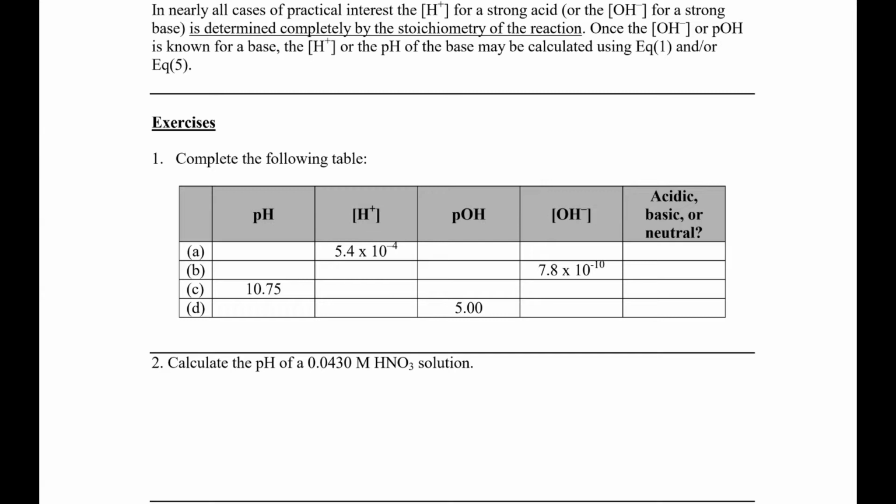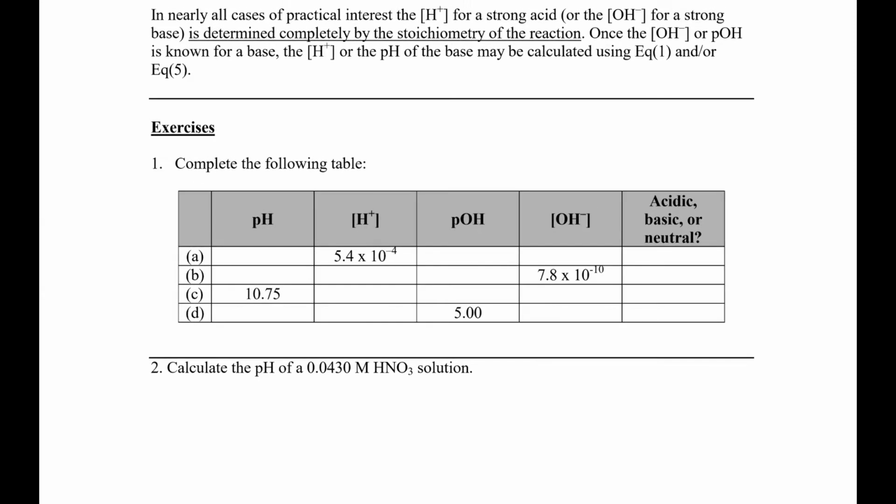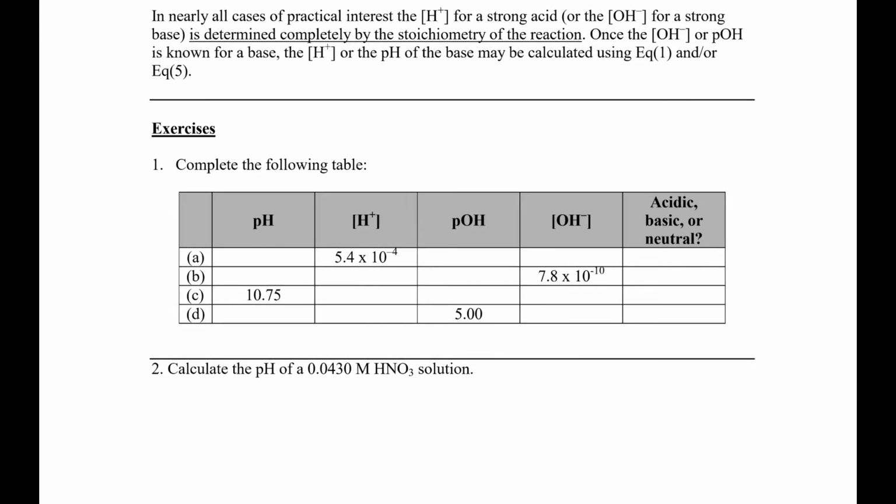Okay, so this is just old information. We're going to go ahead and calculate pH, however, from our H concentration. If you don't remember, in order to find pH, we take the negative log. So when I take the negative log of 5.4 times 10 to the negative 4, I get 3.27. And then when I subtract that from 14 to get pOH, I get 10.73.